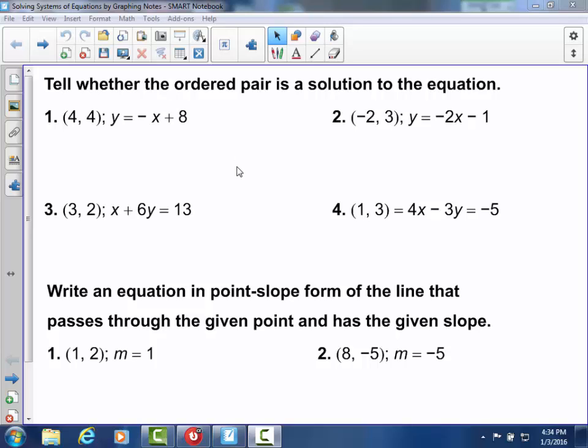Alright, so we're going to start solving systems of equations, and that's this note sheet.